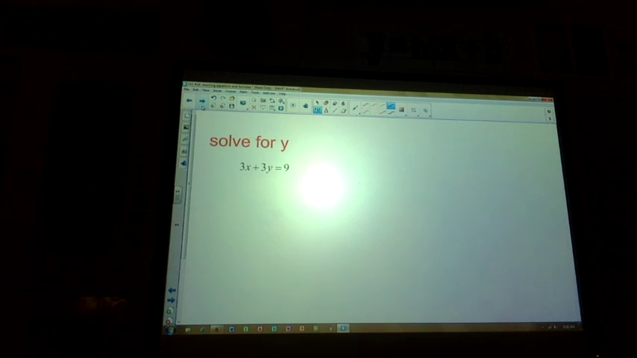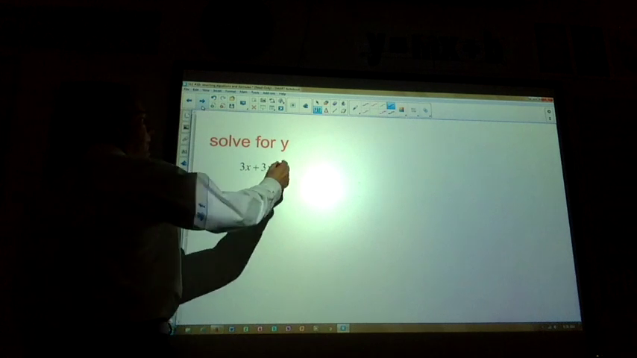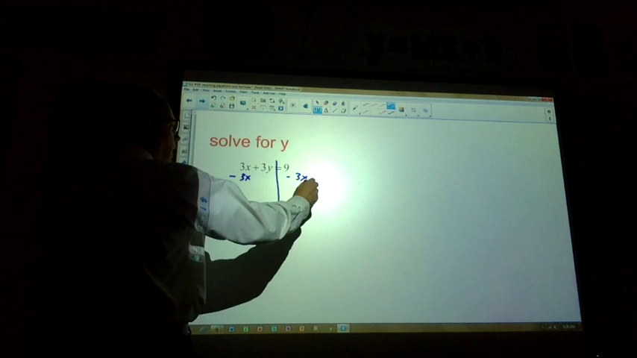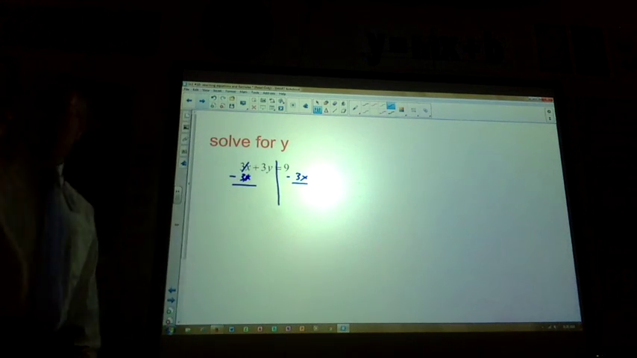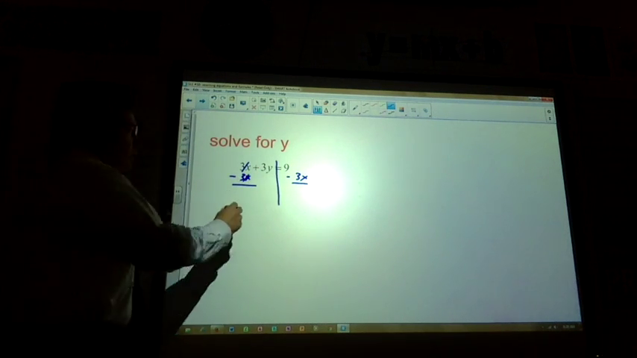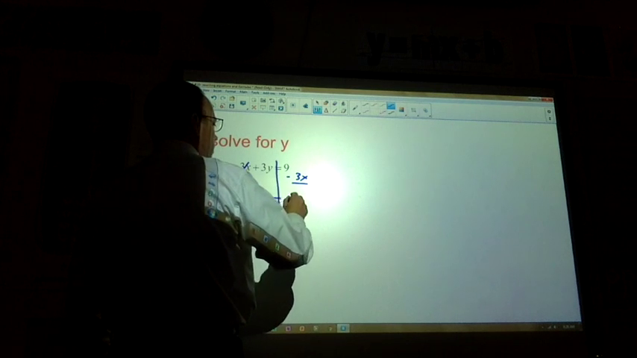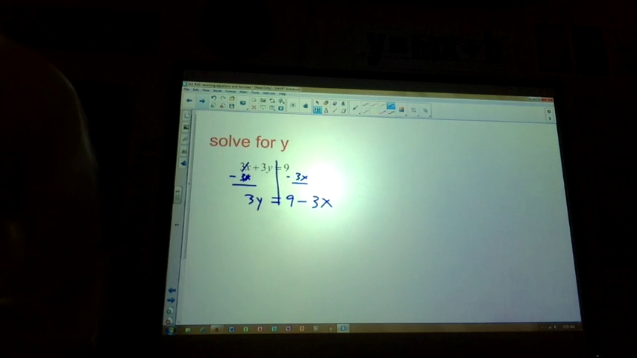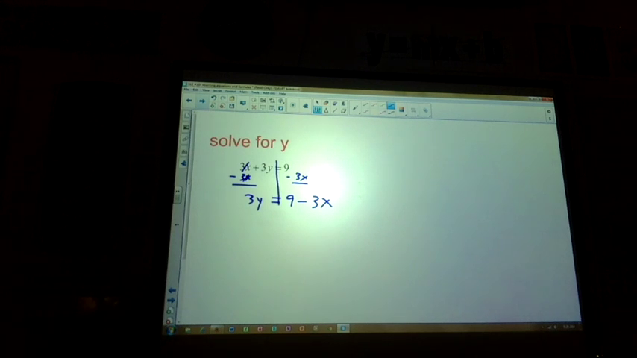Gentry, can you tell me that first step? I'm with you. Subtract the 3x from both sides. All right, so if I do that, that cancels that. Do you agree? Everyone agree? So I'm going to rewrite the whole equation. 9 minus 3x. John, I want to get y by itself. What should I do to everything?